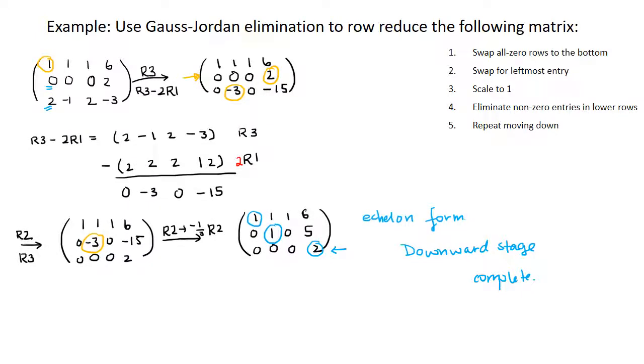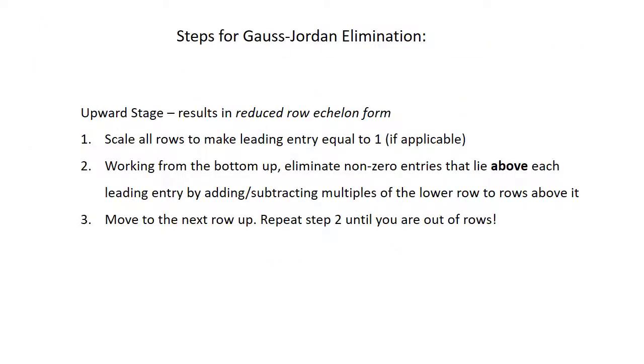I just wanted to point out the error. It should have said 2 times R1 when we did that subtraction. Okay. So at this point we have a triangular matrix.